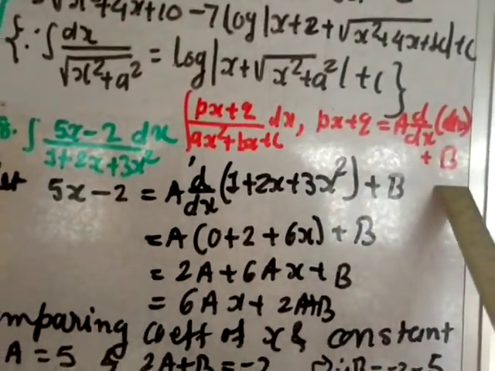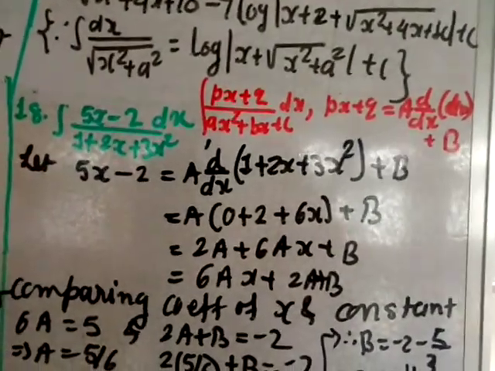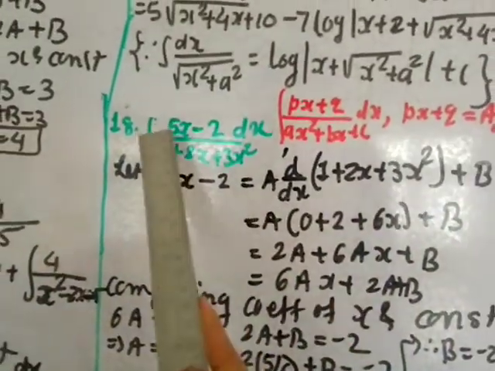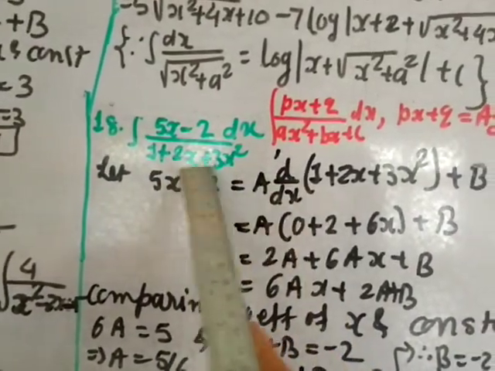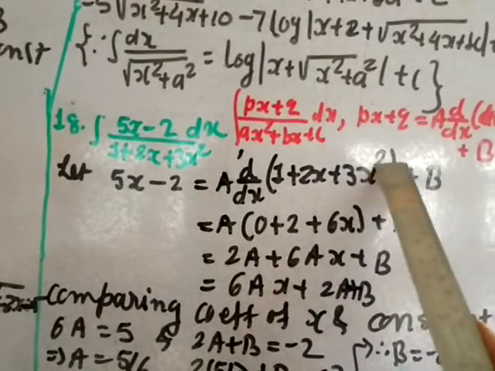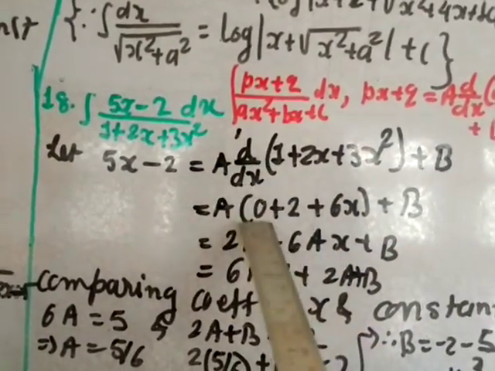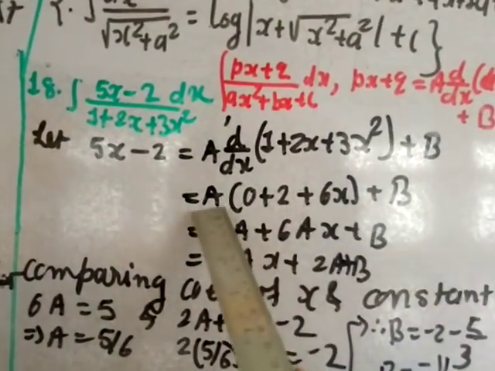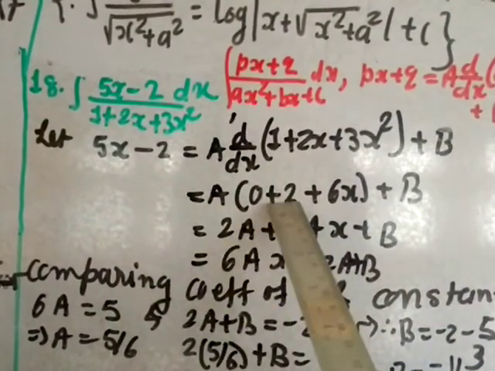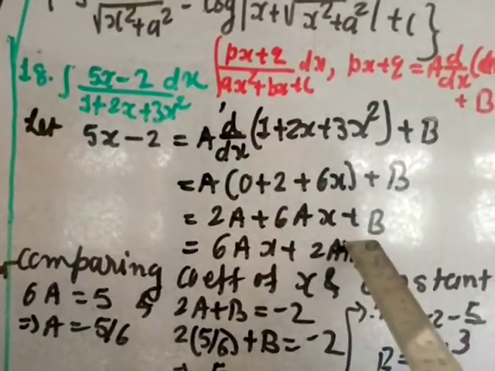A and B are constants, and we have to find them by comparing the coefficient of x and the constant term. So I will use this here. 5x minus 2 equals A times the differential of the denominator, that is 1 plus 2x plus 3x square, plus B. So I first differentiate. Differential of 1 with respect to x is 0, 2x is 2 and 3x square is 6x, plus B. Multiply A inside, so A into 2 is 2A, A into 6 is 6Ax, plus B.